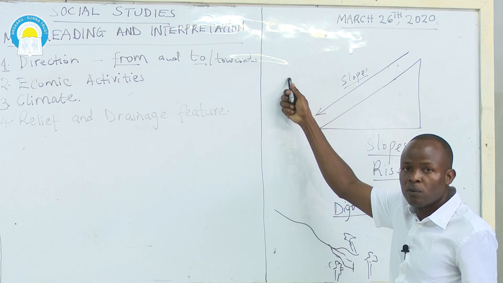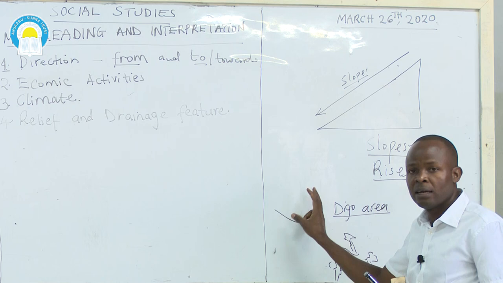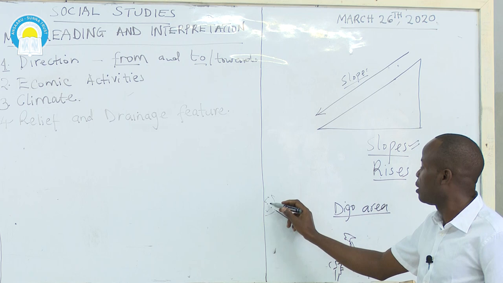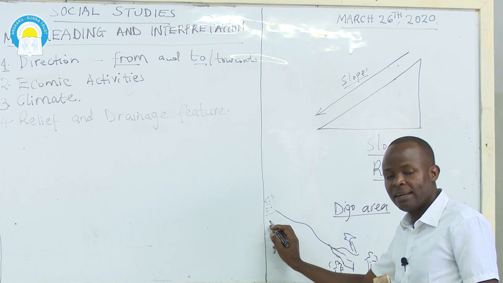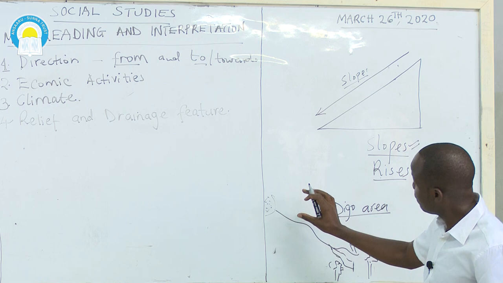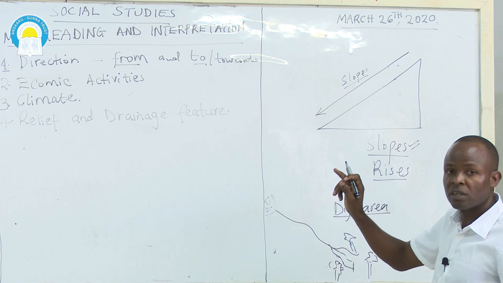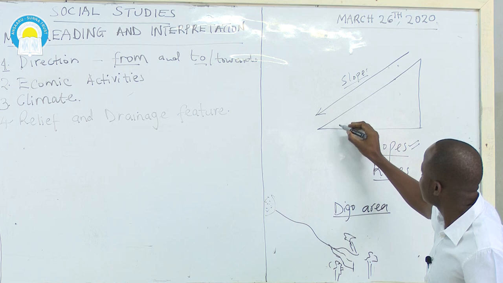If you are not given any altitude, check the river flow. Check how the river flows. Normally, just as I have said, a river flows from a highland area to a lowland area. So in this case, you will say that the lowest point should be where this river is draining to. So we'll give you a direction in relation to what? Where the river is draining its water. So rises should come from the lowest point to the highest point.